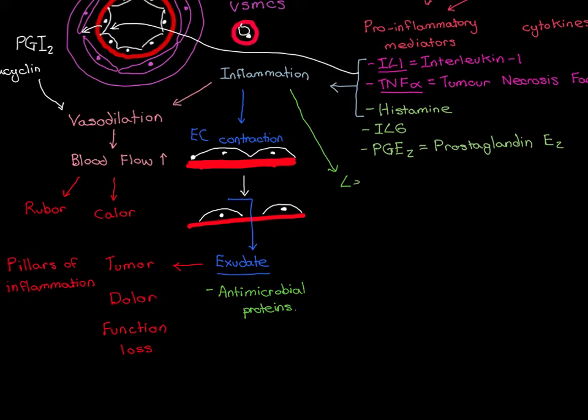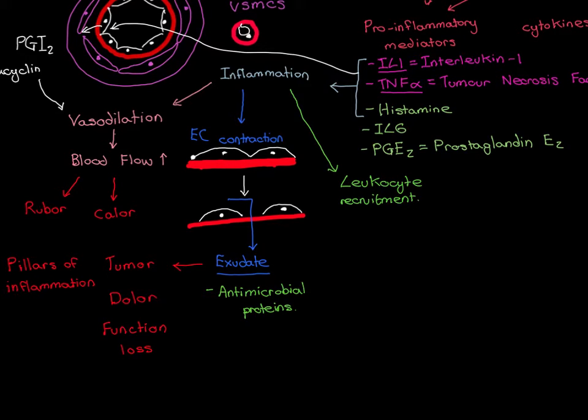So, the proper term for white blood cells is leukocytes. Leuk, remember, means white. So these are white cells, white blood cells. We're now going to talk about leukocyte recruitment, which is another part of the inflammatory response. Again, this is carried out by the endothelial cells of the capillaries and the postcapillary venules.